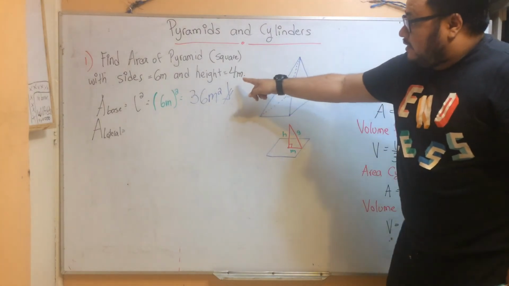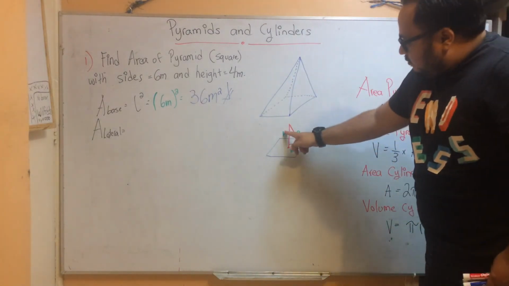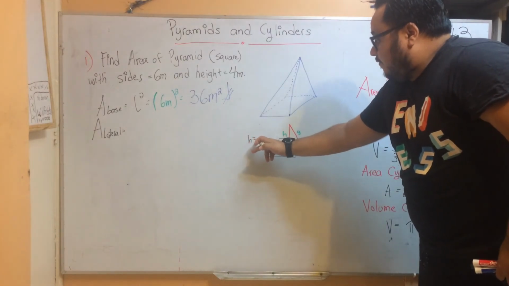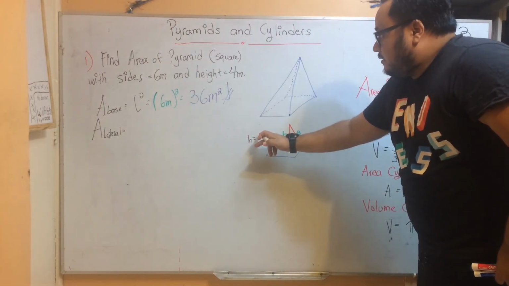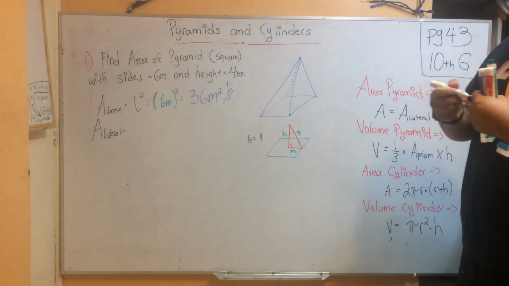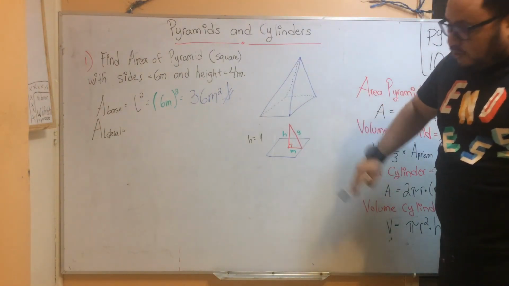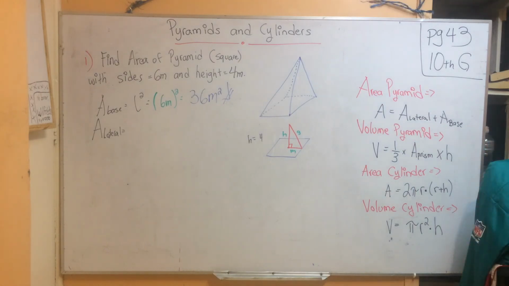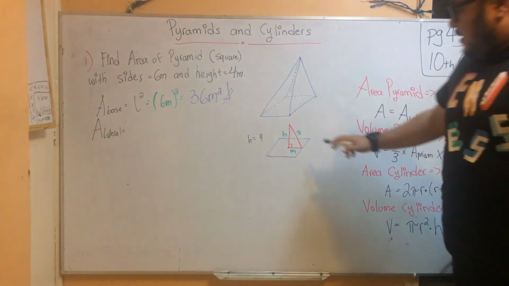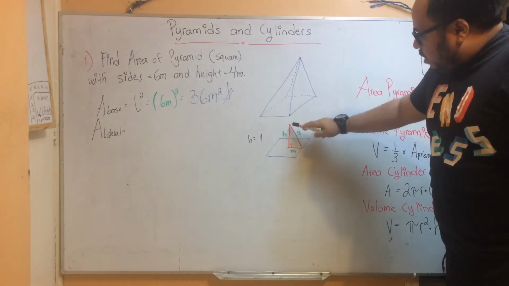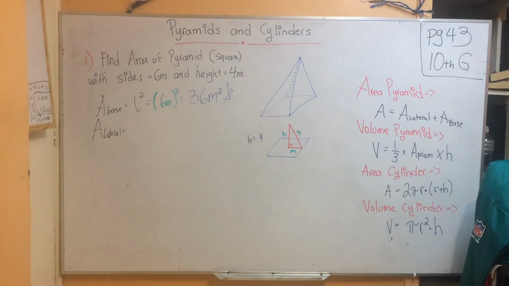They already gave us the height. It's 4. So this side, we already have it. We have that the height of the total pyramid is 4. Now, we need to find this side, which is letter G. Why do we need to find letter G? Because look at this side. This is the triangle that is formed on any side.